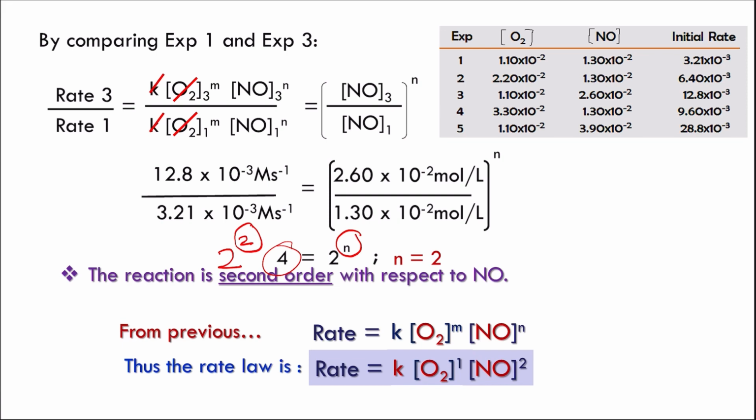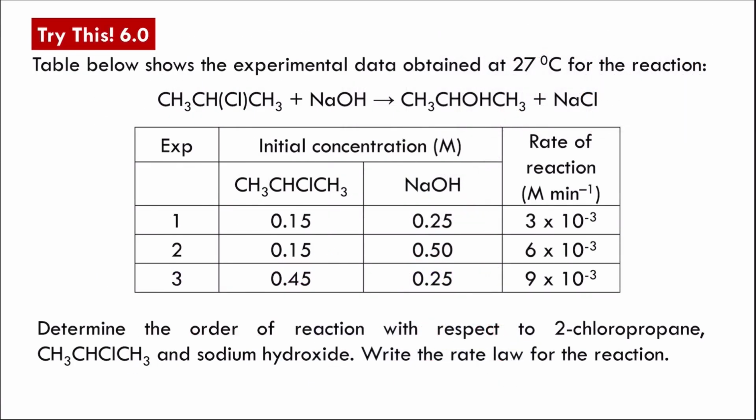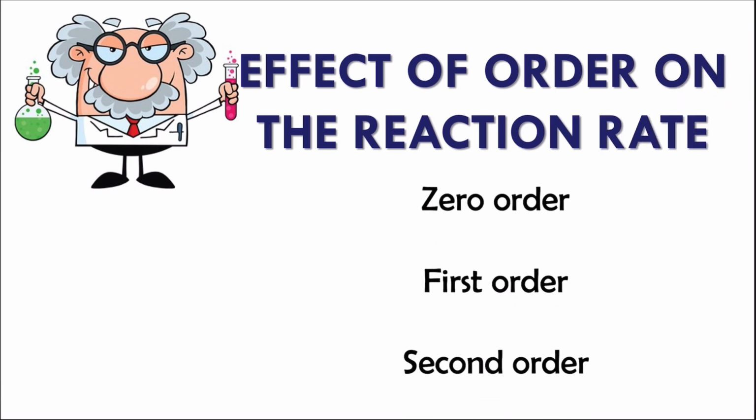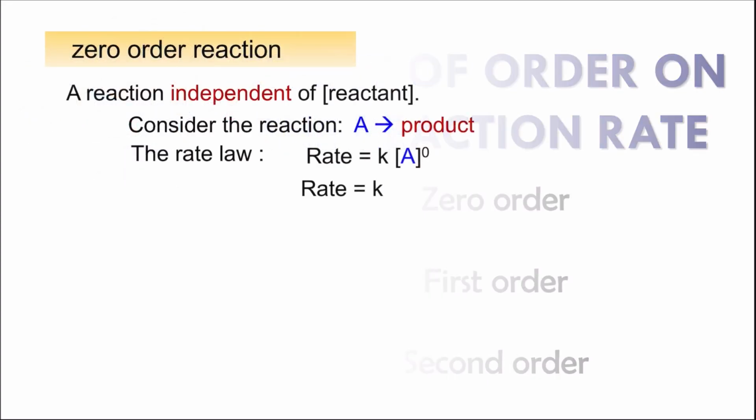Pastikan awak compare nilai yang betul dan press your calculator correctly. And make sure you got the whole number for n value. I leave it, try this 6 for your exercise. Now, let's continue with the effect of order on the reaction rate. Kita ada 3 different orders of reaction yang kita perlu faham. So, let's continue one by one.